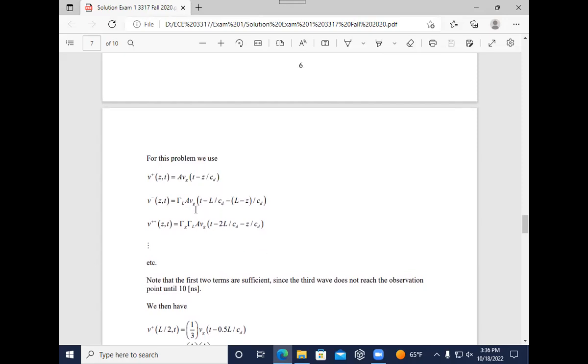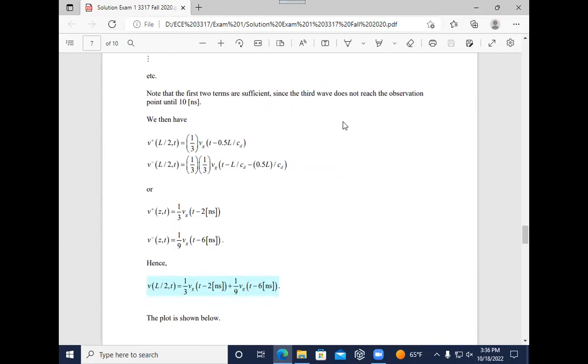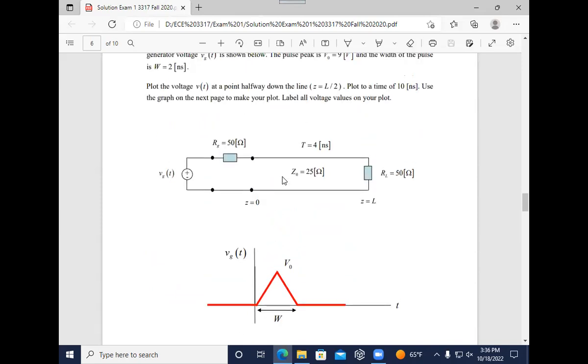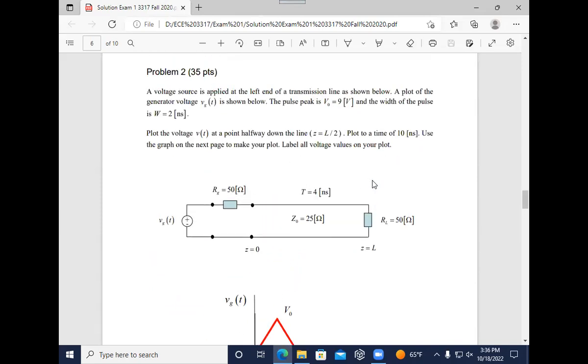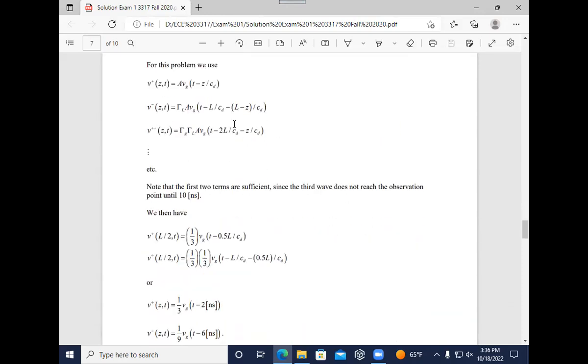So again, just to go over it, you got the same thing, voltage divider, voltage coming out of the generator. But now it's gone all the way down, hit the load, bounced back, and then reached the halfway point. Notice that the reflection coefficient off the load here would be what, 25 over 75, so 1/3. So the gamma L is 1/3 here.